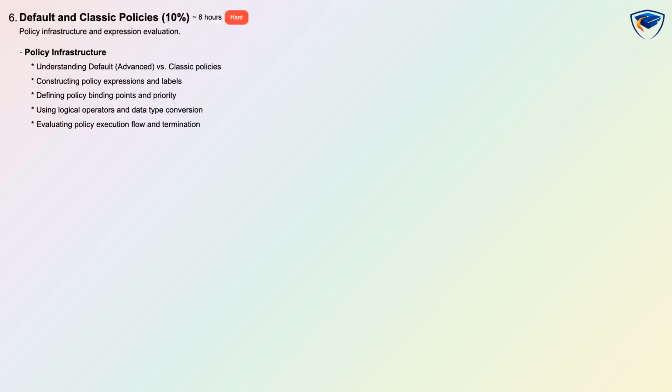Default and classic policies account for 10% and focus on the policy infrastructure and expression evaluation. This domain is hard, estimated at 8 hours of learning, and assessed with scenario-based items. You will understand differences between default or advanced and classic policies, construct policy expressions and labels, define binding points and priority, use logical operators and data type conversion, and evaluate policy execution flow and termination.